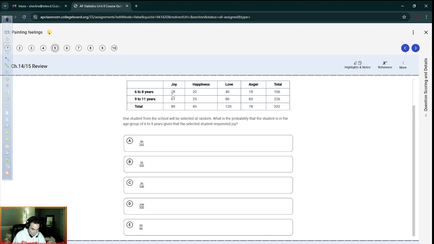Who did the right number? 28 out of 332, common wrong answer. B would be a really common wrong answer someone would pick. Someone reverses it. What if they do 6 to 8 group? That'd be 106 on the bottom, and they pick 28 on top. There's answer C. So answer C is if you reverse your given probability.